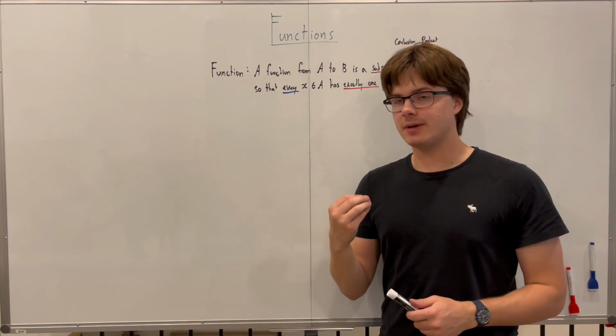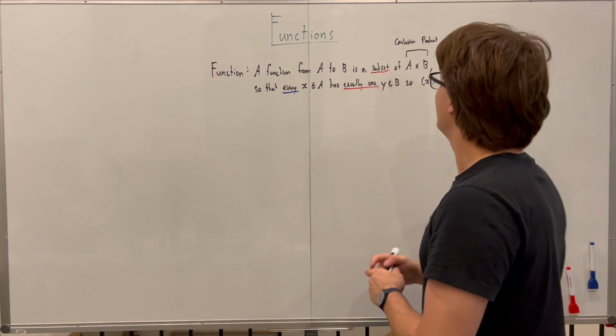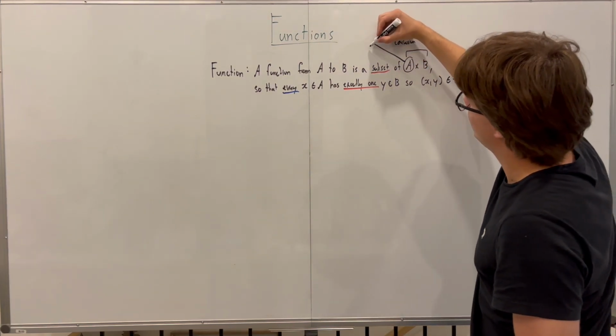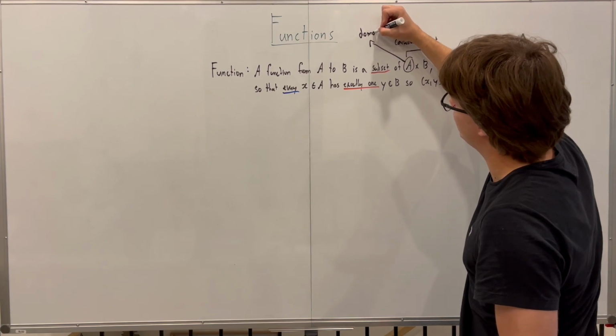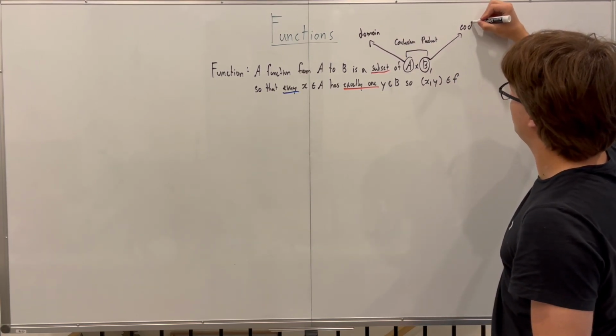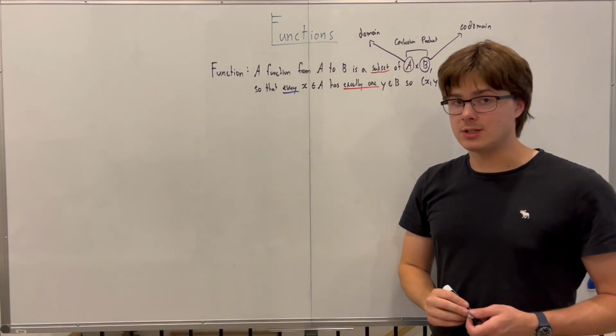The very last thing I want to mention here is that there is some notation or some words you should know. We call A here the domain, and we call B here the codomain. So what do we mean by domain and codomain?